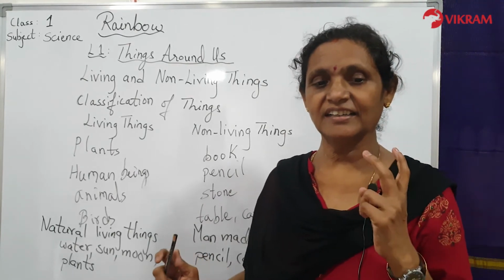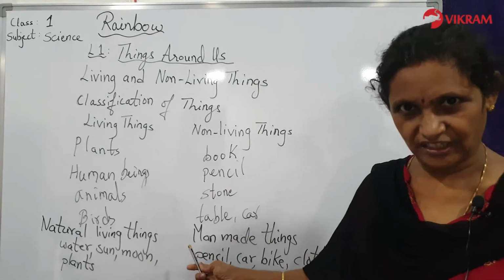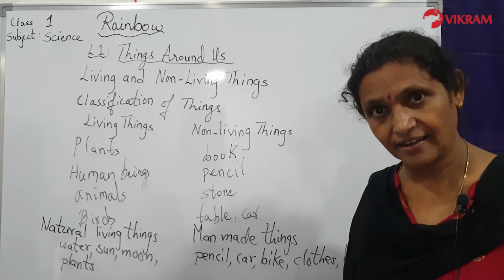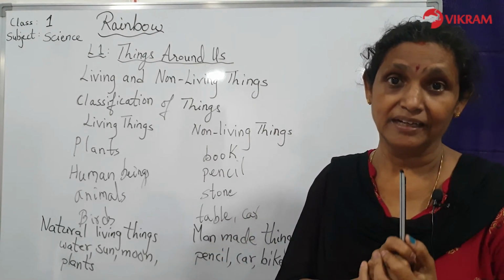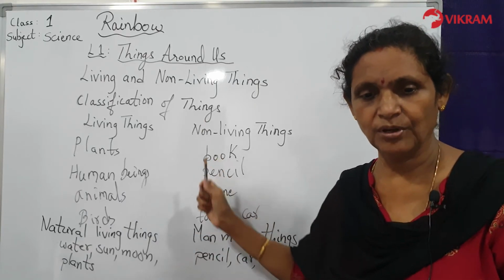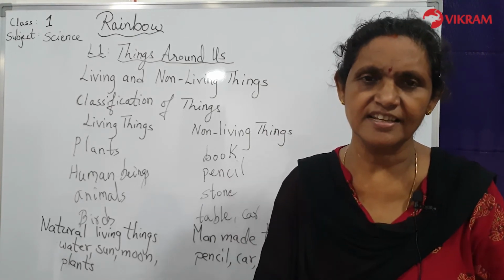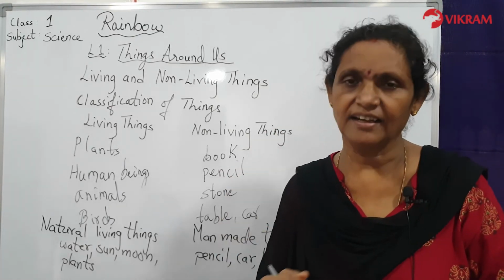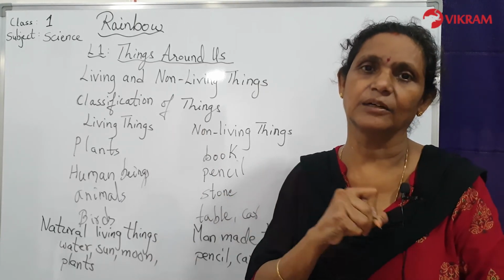Next, write the names of 2 man-made things. So see the examples here. You can give examples of pencils and car. Correct. They are 2 man-made things made in a factory. So children, you are able to answer all these questions. Some more examples, some more exercises are there. Go through the lesson again and try to answer the questions and please write it down.